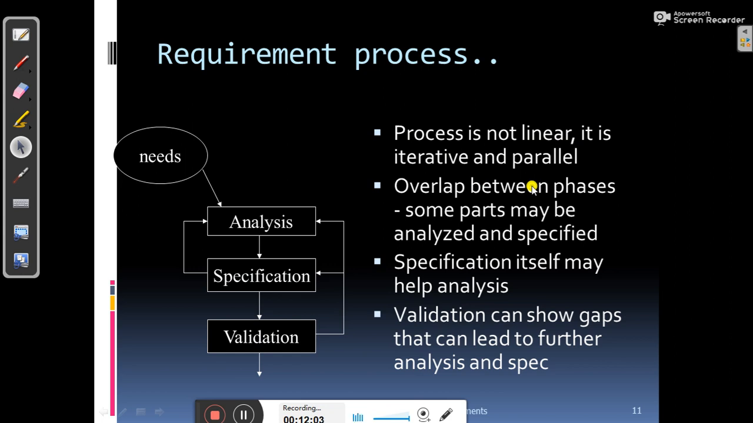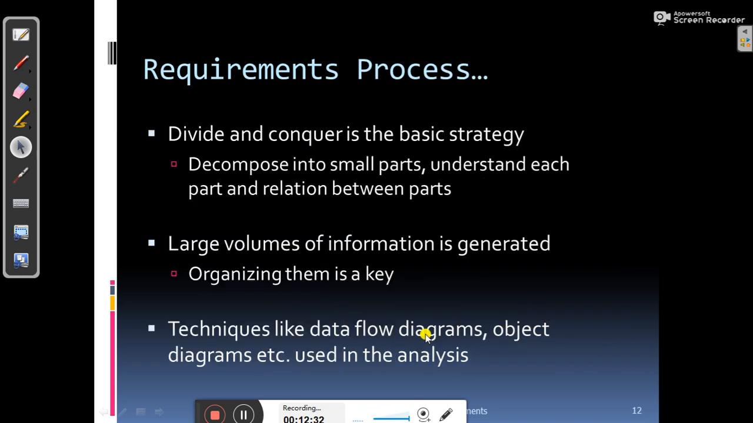Some parts may be analyzed and specified, and specification itself may help analysis because it might give good feedback, and you can again analyze things, and again you can put the specification requirements in the document, and after the document is done, you can validate things. Validation can show gaps that can lead to further analysis and specification, and it again gives feedback to the analysis and specification part. So in that way you can create an SRS document.